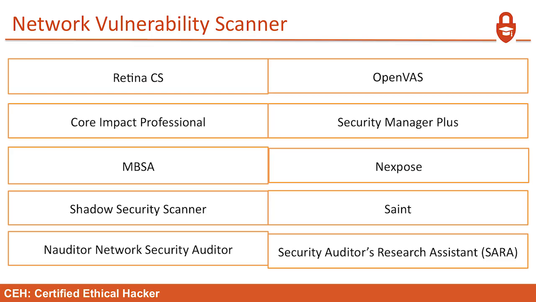Network vulnerability scanners, here's a bunch of them. Retina is a common one. OpenVAS, you'll hear about it. Core Impact, another big one. Nexpose, an absolute requirement in any penetration tester's toolbox. Nexpose, learn it, live it, love it. You will use it. Shadow Security Scanner. SAINT is a pretty popular one. NSAuditor and Security Auditor's Research Assistant, SARA. I've heard about that one, but I've never used it, so I just hear stuff about it. It's not great, it's not terrible.